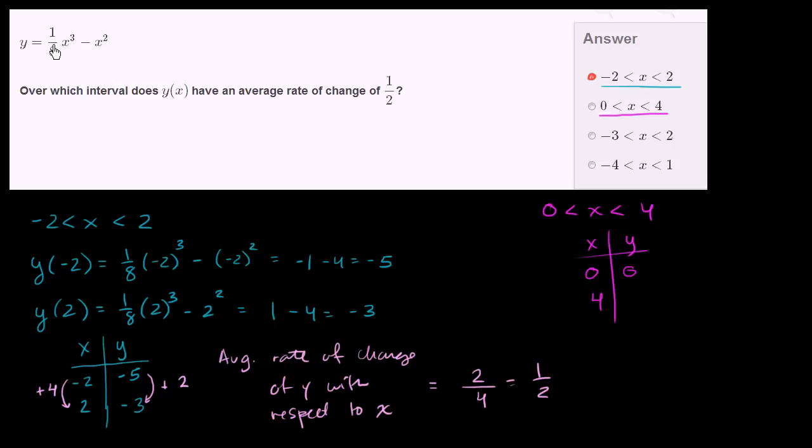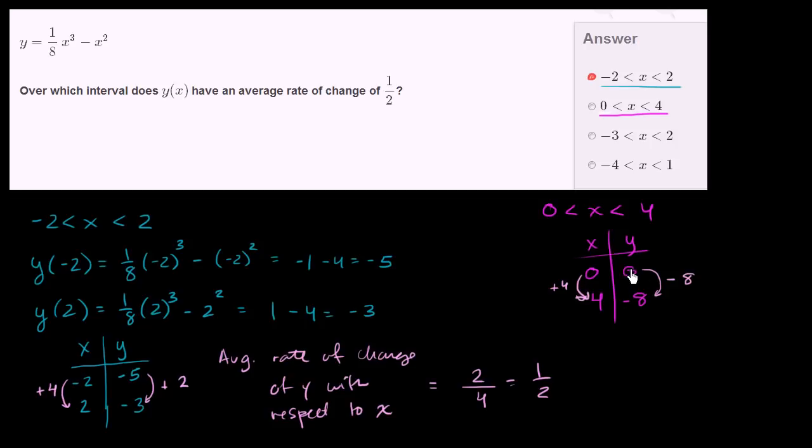Well, let's see, it's going to be 1/8. Try to do this in my head. 1/8 times 4 to the third. 4 to the third is 64. 1/8 of 64 is 8. It's going to be 8 minus 4 squared, which is 16. 8 minus 16 is -8. So in this one, when x has increased by 4, what happened to y? Y has decreased by 8.